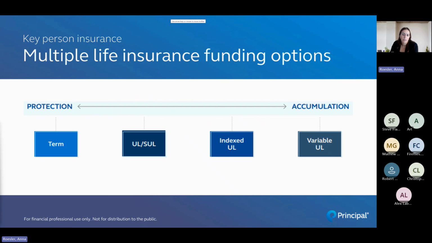And then for variable, this has the insurance aspect, but it's also an investment vehicle where they're able to select whatever funds they want to be invested in. It can be totally personalized if they would like to be able to get a good return and have the death benefit protection.